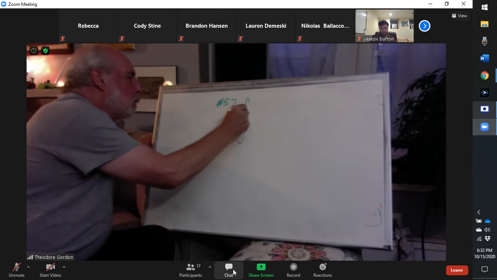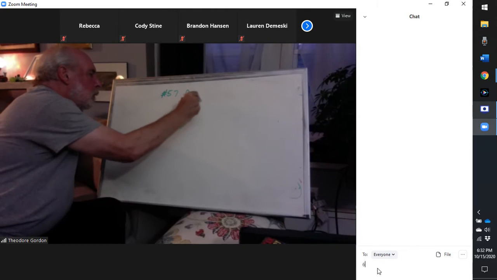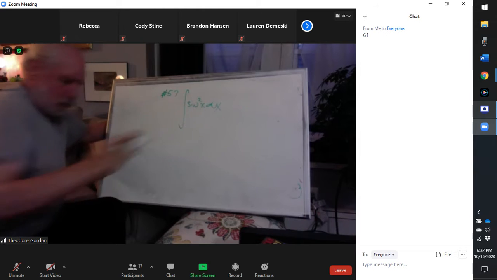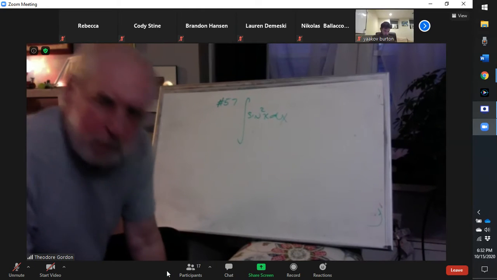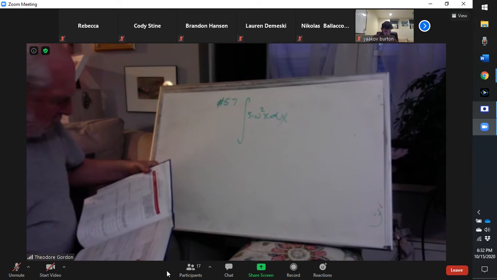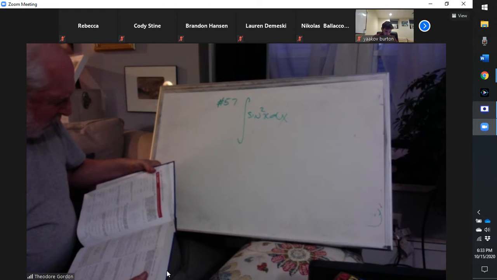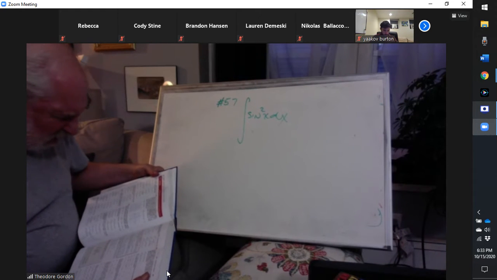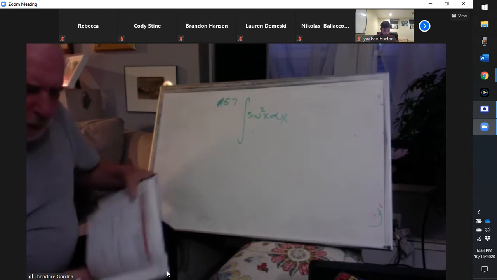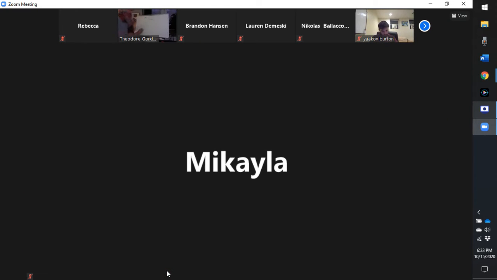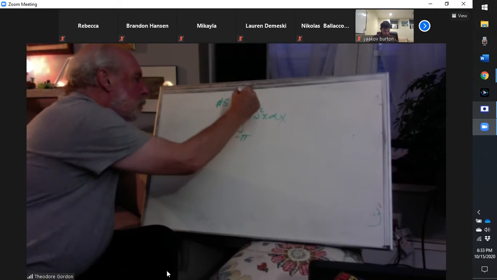The integral of sine squared x dx. And we're going from, oh, I gotta try and read this. Negative pi to pi, okay. And from negative pi to positive pi.